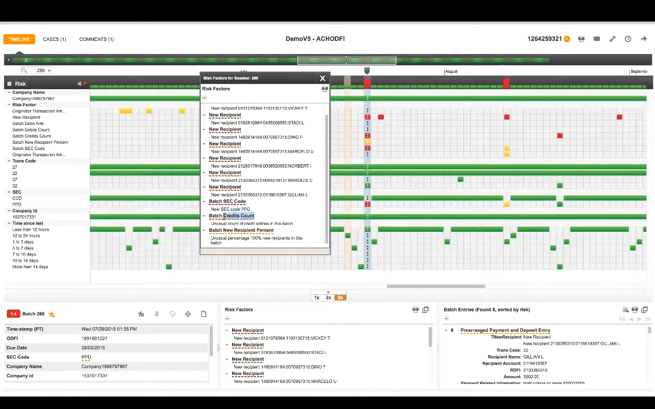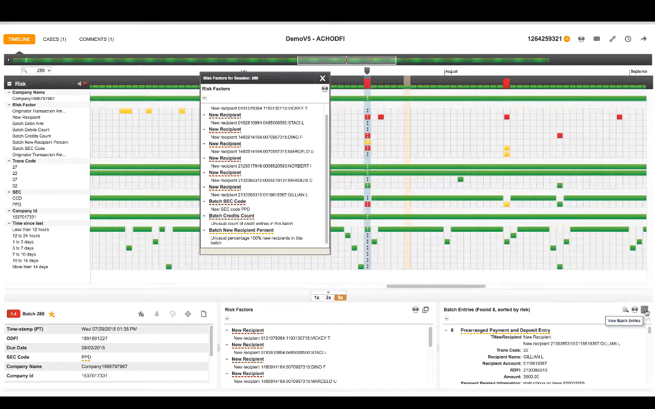The next one talks about the unusual batch credit count. Other batches have always been a single transaction, while this one here has seven credit counts, again, increasing the risk on this particular batch. The last one is the batch new recipient percent. It indicates that all recipients on this file are new and never been seen by this originator.